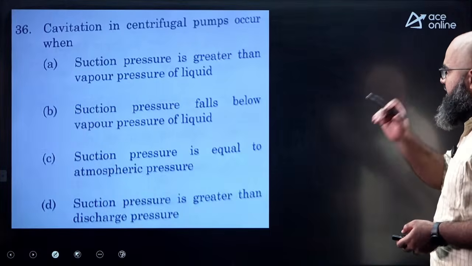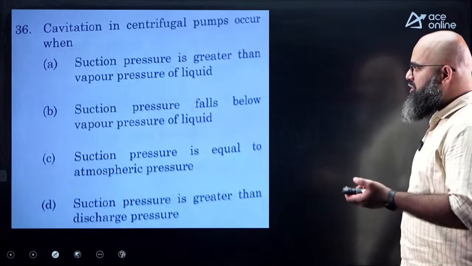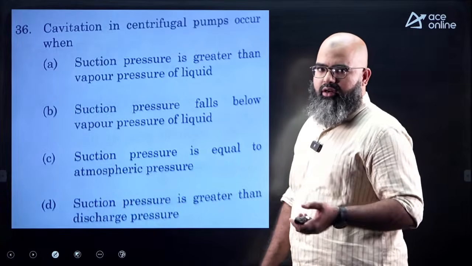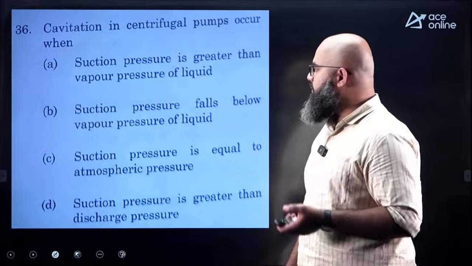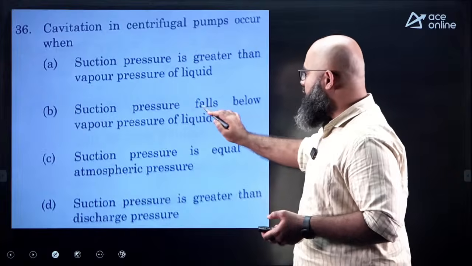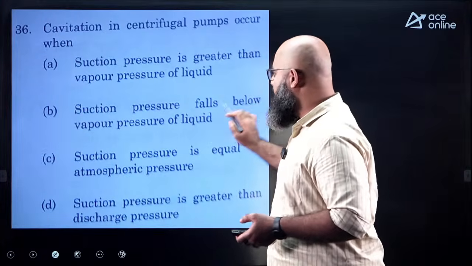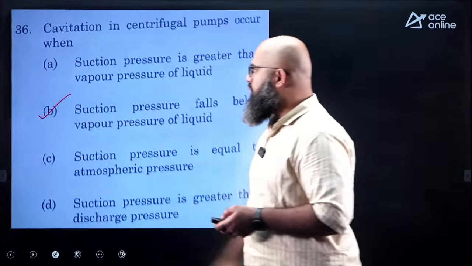Next question: cavitation in a centrifugal pump occurs in which situation? For cavitation to occur, the pressure must fall below vapor pressure. The only option that is telling that is suction pressure falls below vapor pressure. Option B would be correct over here.